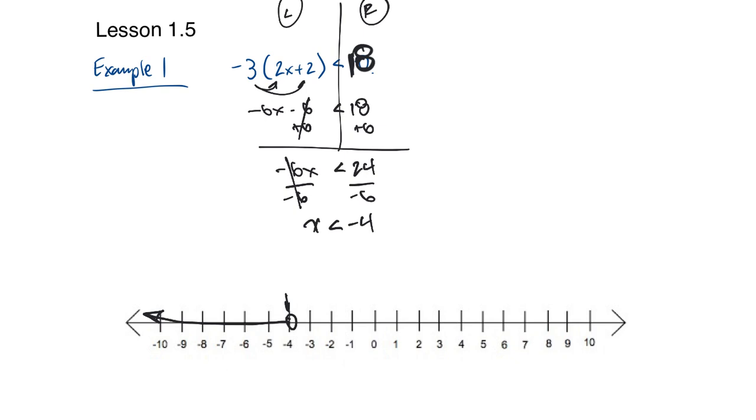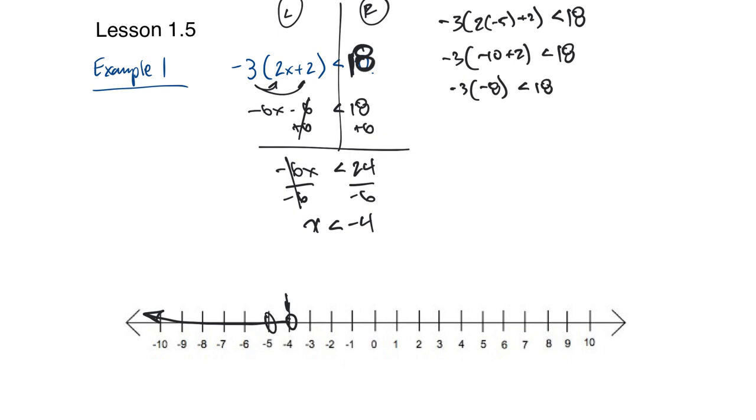Let's test it. If I plug in, looks like negative 5 should be a solution. So let's do negative 3 times 2 times negative 5 plus 2 less than 18. Negative 3 times negative 10 plus 2 less than 18. Negative 3 times negative 8 less than 18. Negative 3 times negative 8 is 24. Uh-oh. Is that less than 18? No, it isn't. Something strange happened, and I did this on purpose.